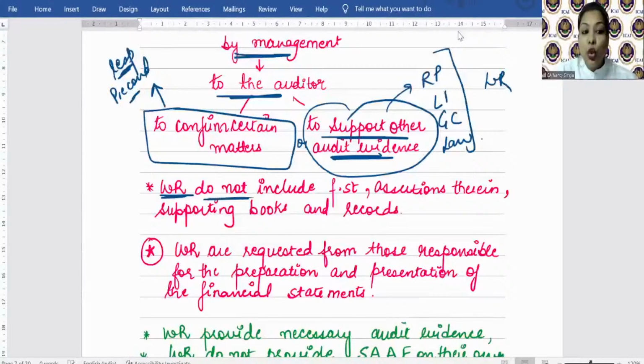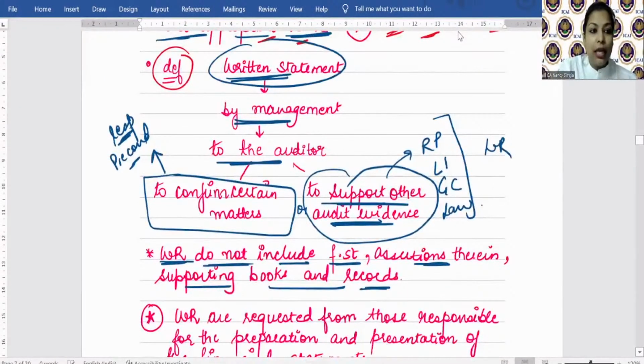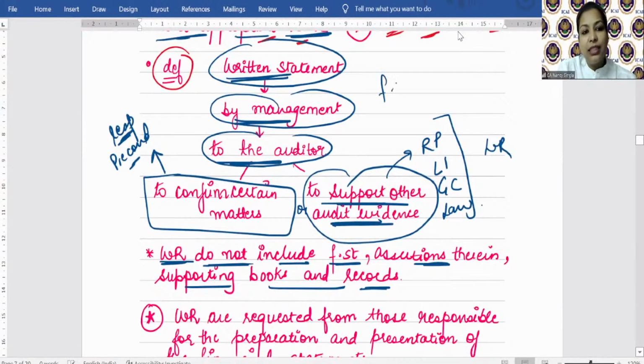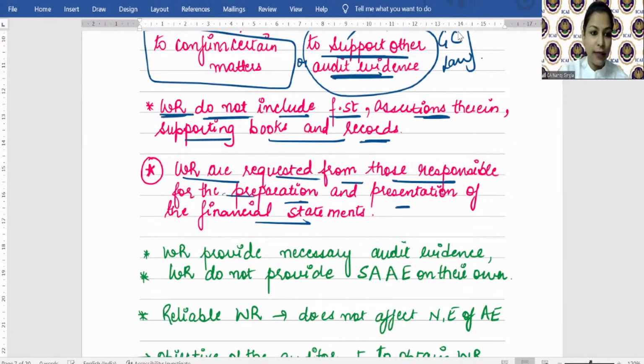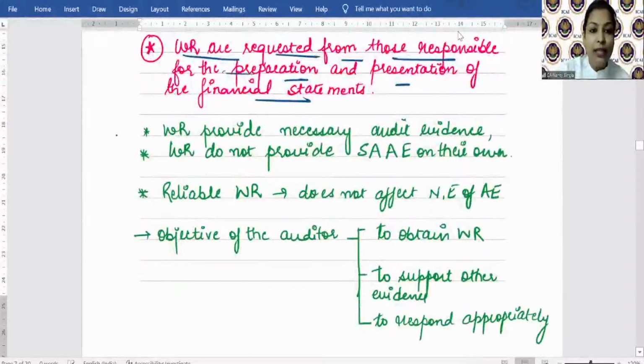Written representation do not include financial statement assertions therein, supporting books and records. So you might say कि मैम ये written statement है by management to the auditor, तो मतलब financial statements ही हैं? नहीं, financial statements का ही तो audit चल रहा है ना. उसके ऊपर, with respect to financial statements, written representations are given. So written representation do not include what? Financial statements or the books and records. ठीक है. Written representation are requested from those responsible for preparation and presentation of financial statements. ठीक है. Written representation provide necessary audit evidence.